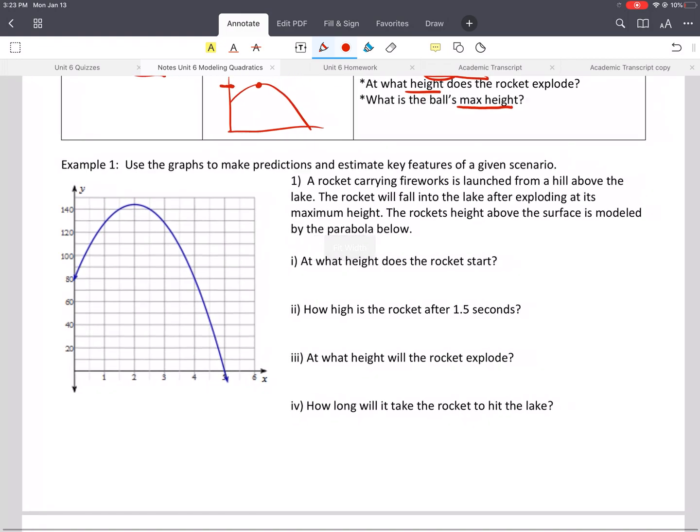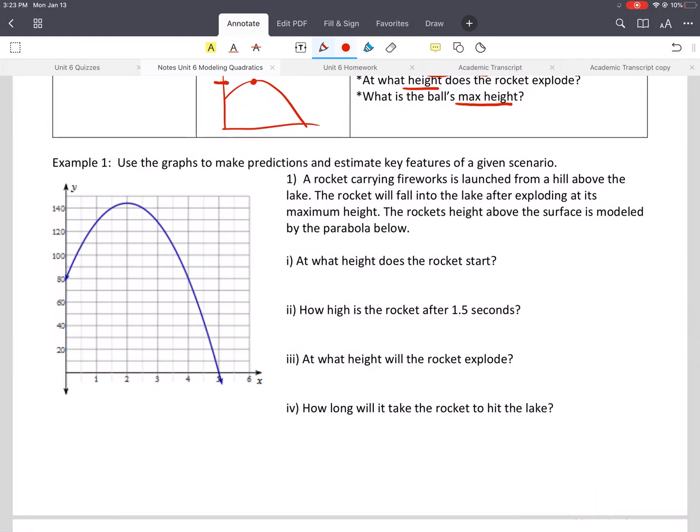Okay, so let's just do some examples, and hopefully this will help solidify your understanding. Example 1. Use the graph to make predictions and estimate key features of the given scenario. Number 1: a rocket carrying fireworks is launched from a hill above the lake. The rocket will fall into the lake after it explodes at its maximum height. The rocket's height above the surface is modeled by the parabola below, or I guess it's more to the side.